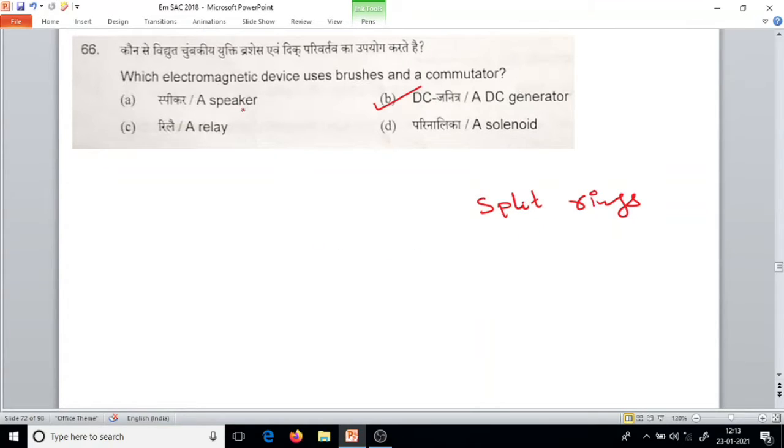Now, what is a speaker made up of? A speaker is made up of a coil with a diaphragm. When the diaphragm vibrates, air vibrates and we hear the sound.